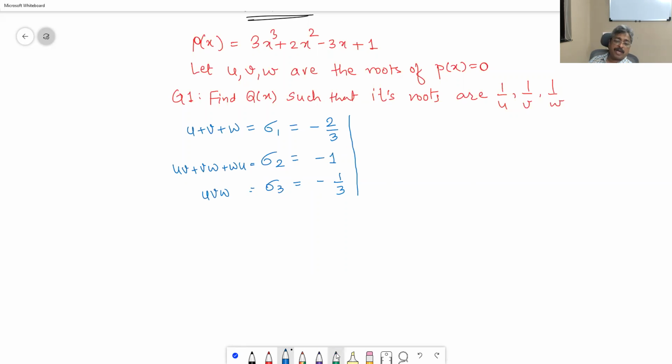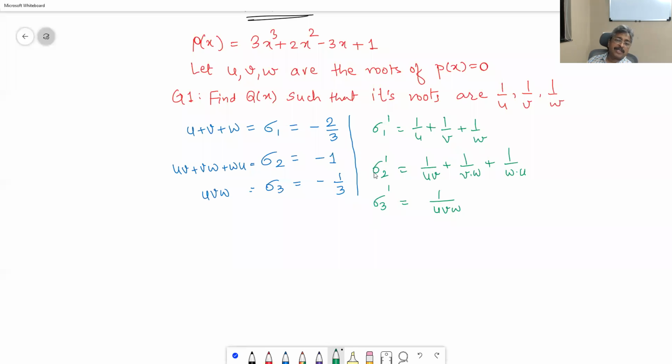So now what we require, let me put it in green. We require sigma 1 dash, which is 1 upon u plus 1 upon v plus 1 upon w. We require sigma 2 dash, which is 1 upon u into v plus 1 upon v into w plus 1 upon w into u. And we require sigma 3 dash, which is 1 upon u, v, w. That is the product of the roots. This is the sum of the roots. This is the sum of the products 2 at a time.